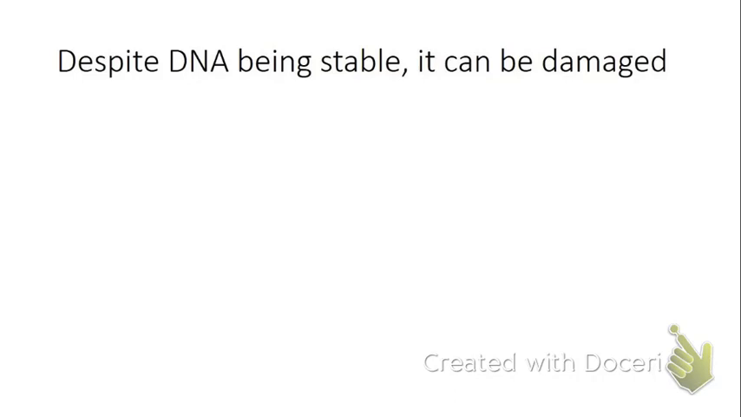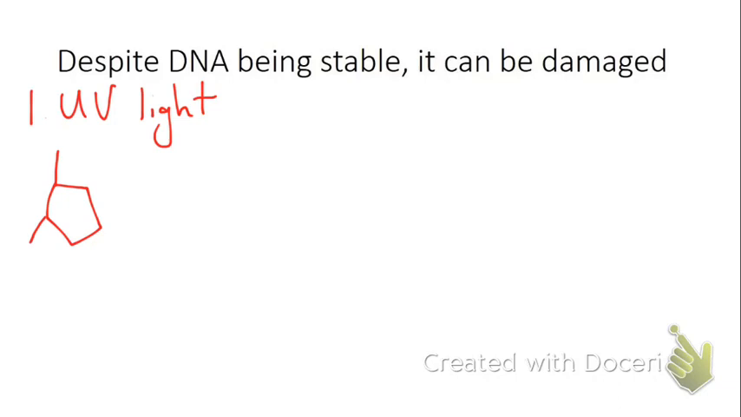However, we can still damage our DNA. One of the ways we can damage our DNA is UV light. And so let's say it's a poorly drawn sugar. Oops, phosphate. Connected to another sugar.